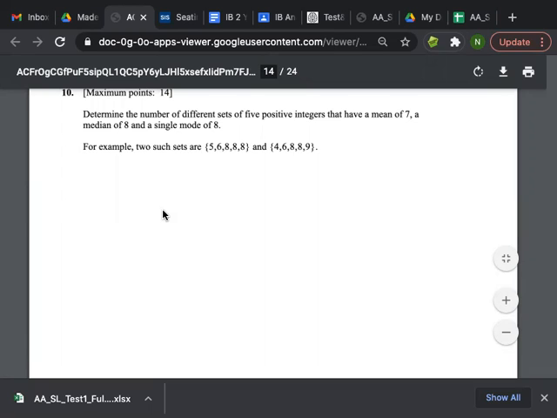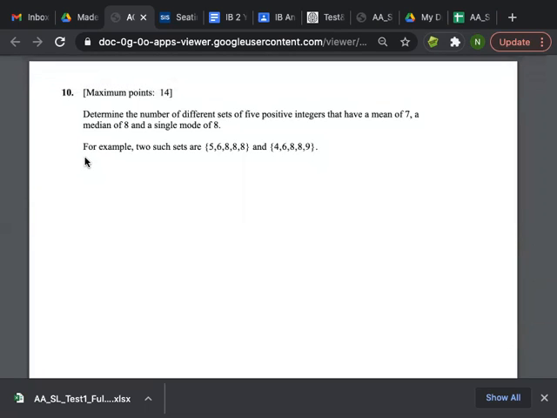What does that mean? The only mode possible can be 8. There's multiple numbers of 8, and that means that no other number can have the same amount or more. What's the minimum number of 8s I could have? 2, right? Because I have to have more, so I could have an 8 and an 8.